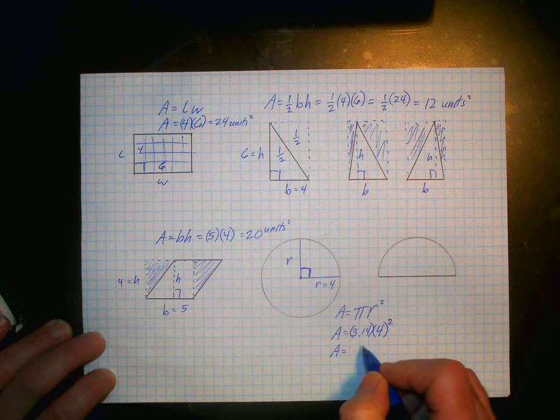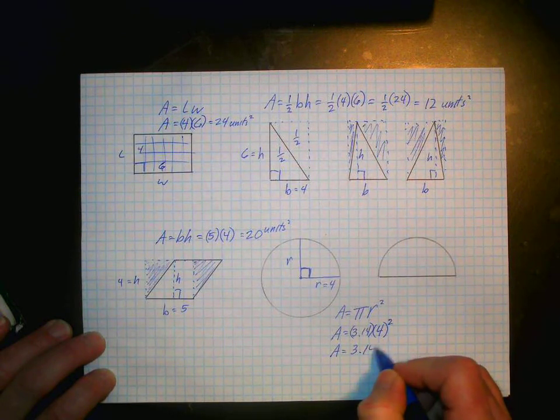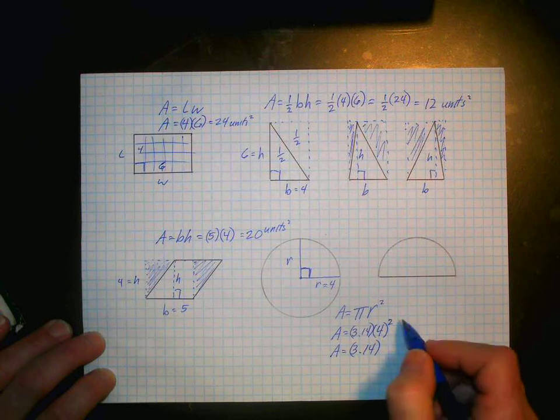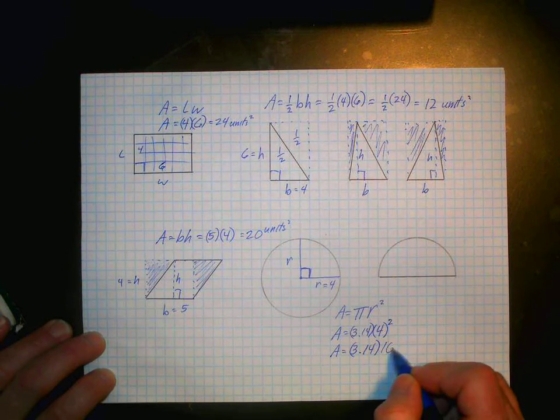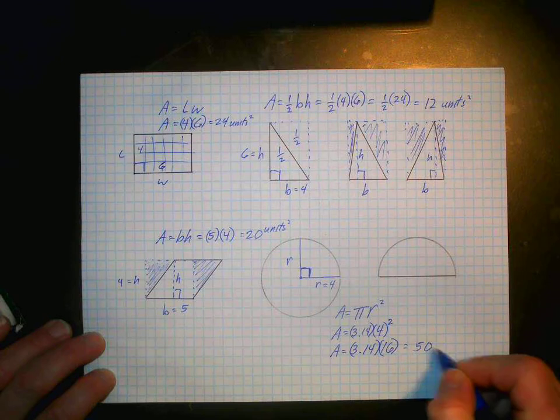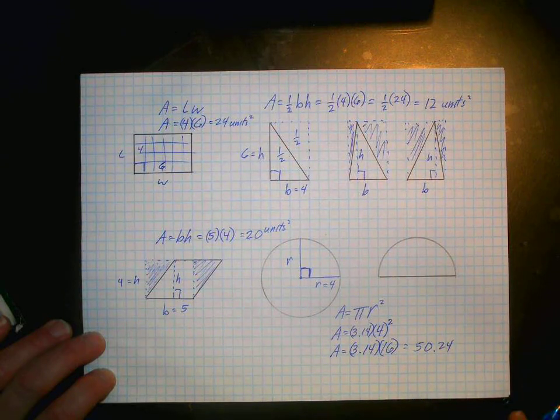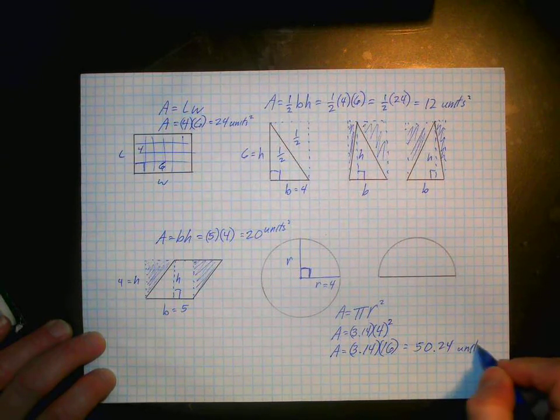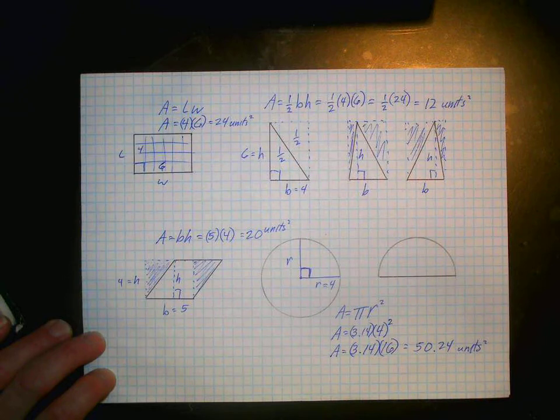If we're going to continue this problem here, A equals 3.14, and 4 squared, 4 times 4 is 16, and 3.14 times 16 is 50.24, and this is units squared.